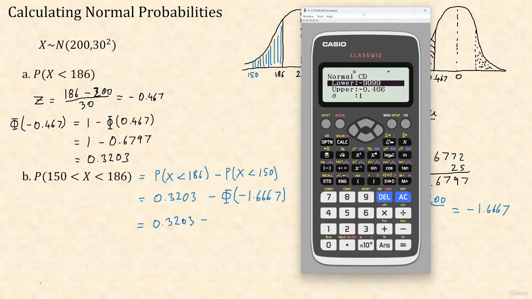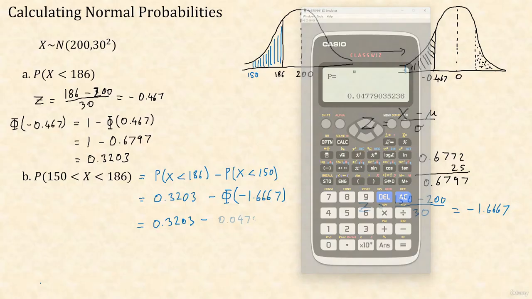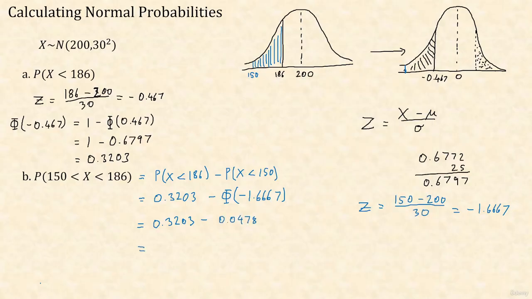So we have no lower bound, but our upper bound is minus 1.6 recurring. Standard deviation of 1, mean of 0, and that's 0.0478. And all we need to do now is compute that. So 0.3203 minus 0.0478, and we get a final answer of 0.2725.